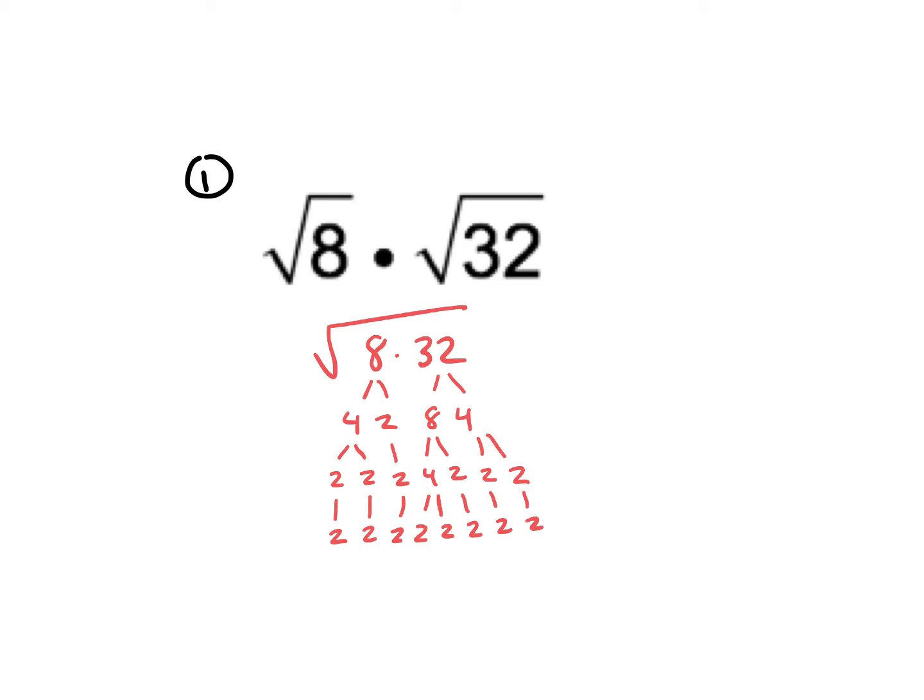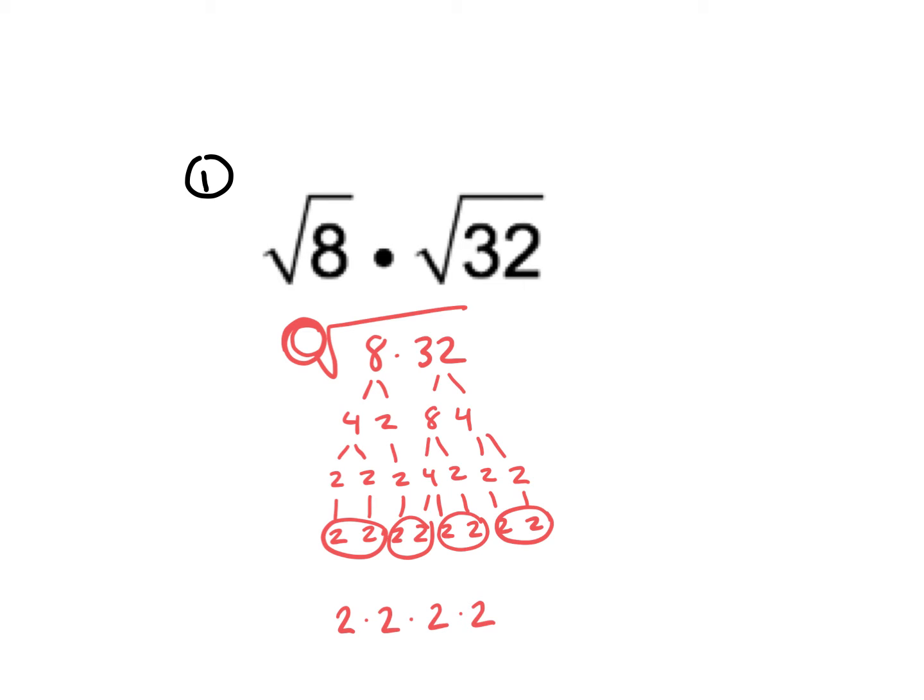We need to circle groups of how many here? Groups of 2. Remember, when there's nothing written out here, we circle groups of 2. So 2, 2, 2, and 2. How many circles do we have? 4. So that tells us how many 2's we take to the outside. So we're going to take out 4 2's.